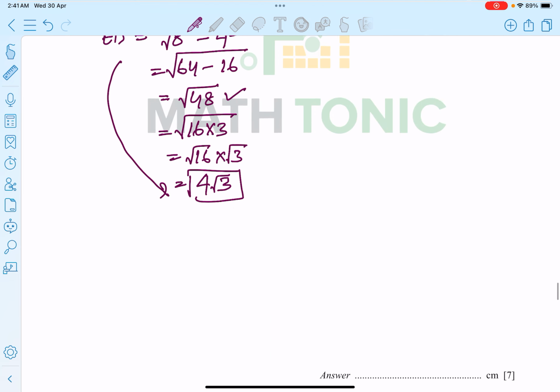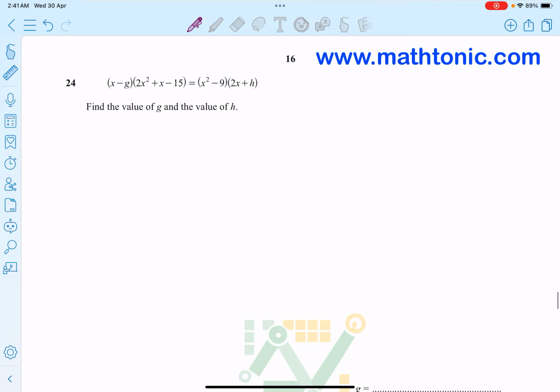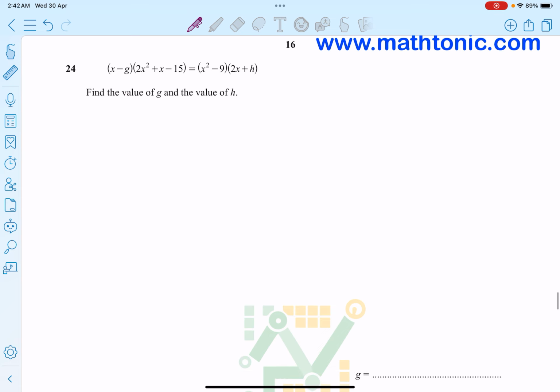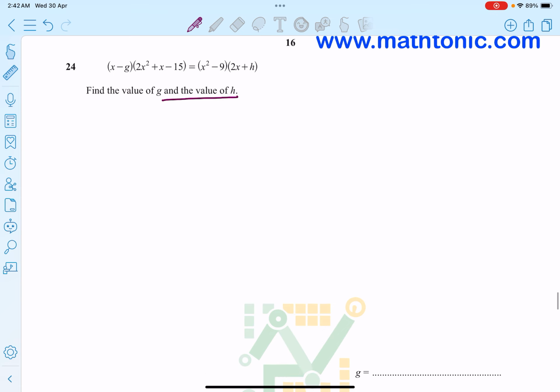I'm sorry. So yes, question number 24. Question number 24 says find the value of g and the value of h. So here we have two expressions, one on either side. First we'll write down the LHS, left hand side. So x minus g times 2x squared plus x minus 15. We'll try to expand this.